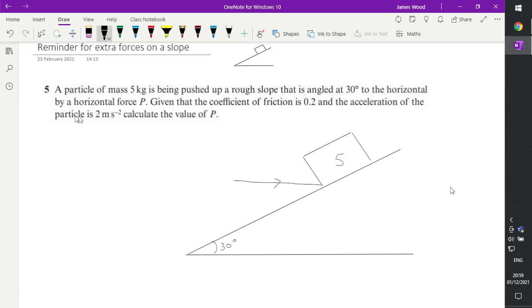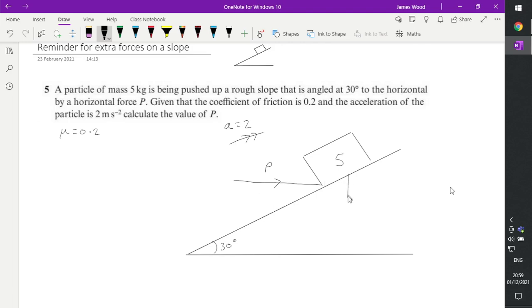Given that the coefficient of friction is 0.2 and the acceleration is 2 meters per second squared, and it's being pushed up, so the acceleration is up this way at 2 meters per second squared, find the value of P. So we're finding this force here that's helping push it up. Now, we're going to do exactly the same things that we normally do. We're going to do the weight and resolve it, and we're going to resolve this force here as well.